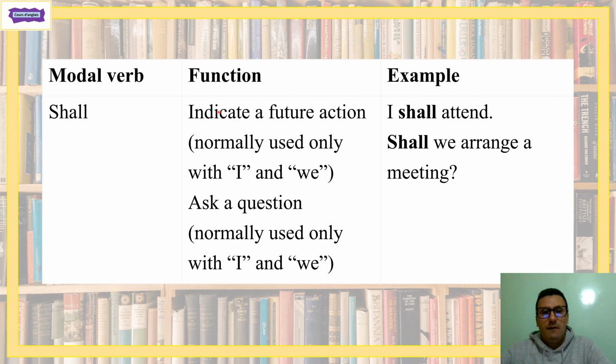Shall function: indicate a future action, normally used only with I and we, or ask a question, normally used only with I and we. For example, I shall attend. Another example, shall we arrange a meeting?